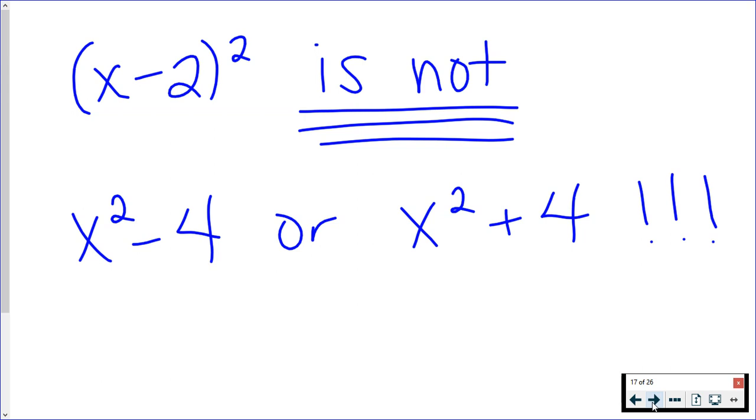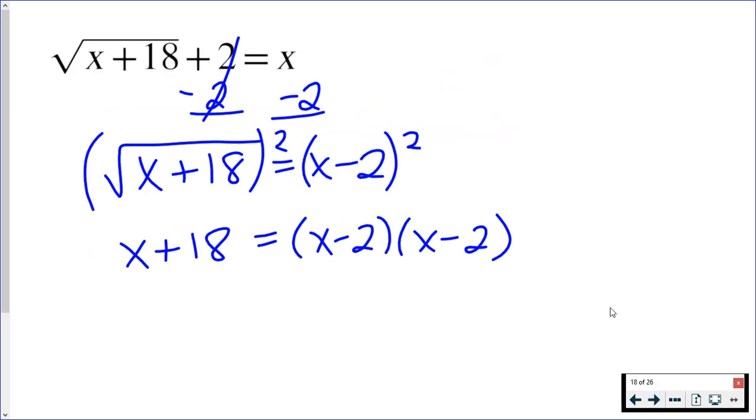You cannot write this as x squared minus 4. Or if you wrote it as x squared plus 4, that's also wrong. So please don't do this. Pause the video and make a huge note of this so you never do it again. When you have something squared or something cubed or something to the fourth, whatever, that's how many times you are multiplying it by itself. So (x minus 2) squared is (x minus 2) times (x minus 2), which means we must FOIL. Please make sure you do this correctly.